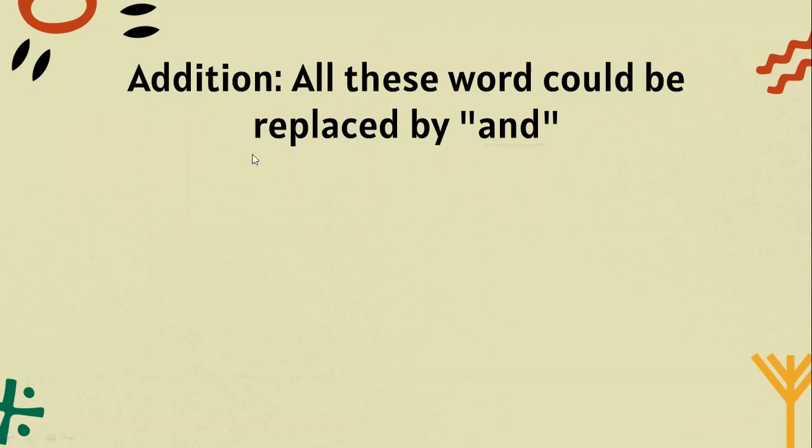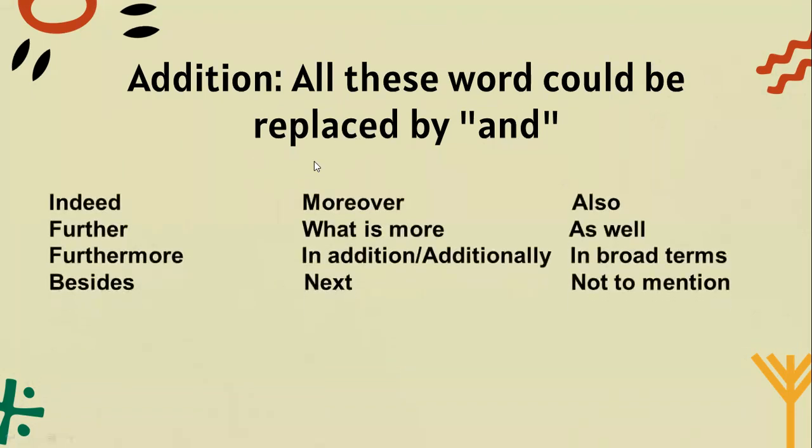What are the similar words? What are the group? We have the word and, equal to indeed, equal to further or furthermore, equal to besides, equal to moreover, equal to what is more, or we can say in addition or additionally, they are the same. And we can say also, as well, in both terms, and not to mention.